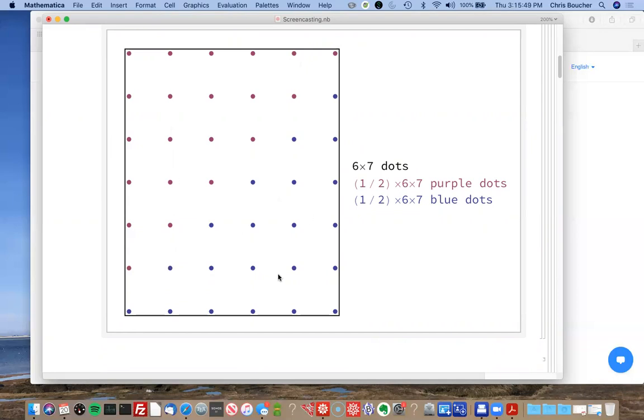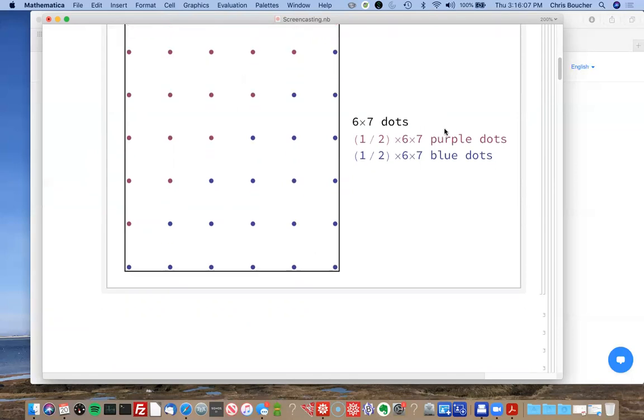So the total number of dots in the picture, because it's a grid, is the number of rows times the number of columns. In this case, there are 7 rows and 6 columns. You can go ahead and count them up. So I have 42 dots, 6 times 7. Half of them are blue and half of them are purple. And so this gives us a way of counting the blue and the purple dots.